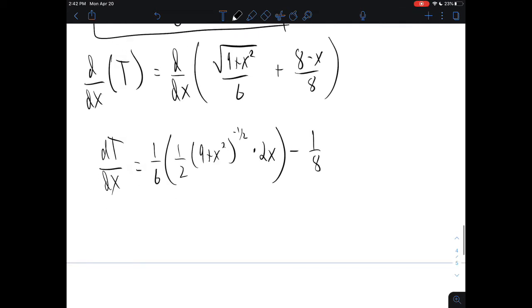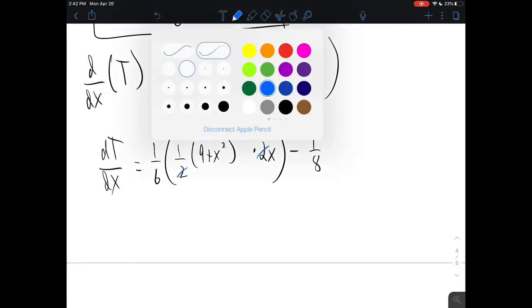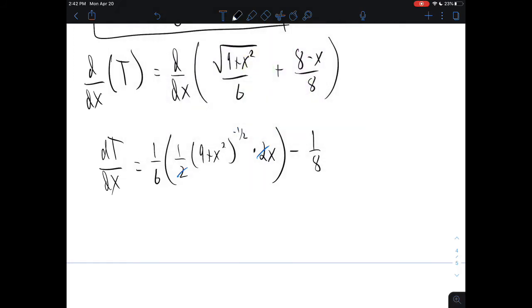So then I can simplify this a little bit. The 1/2 will get multiplied by the 2. And I can rewrite things just using some simple fractions. So dT/dx is equal to x over 6 times the square root of 9 plus x squared, and then minus 1/8. So there's our derivative.